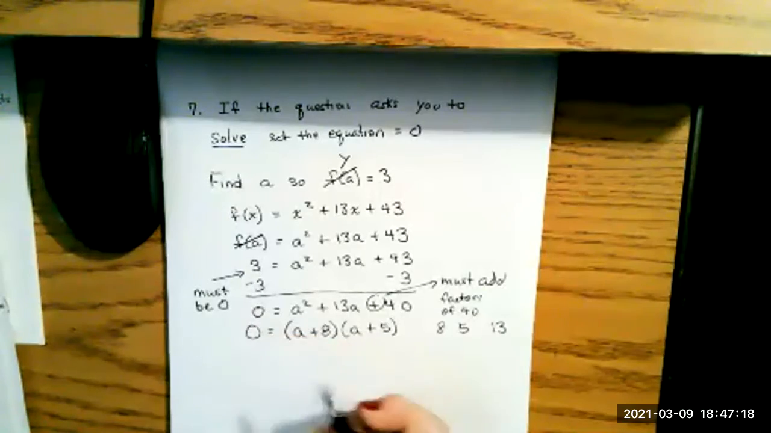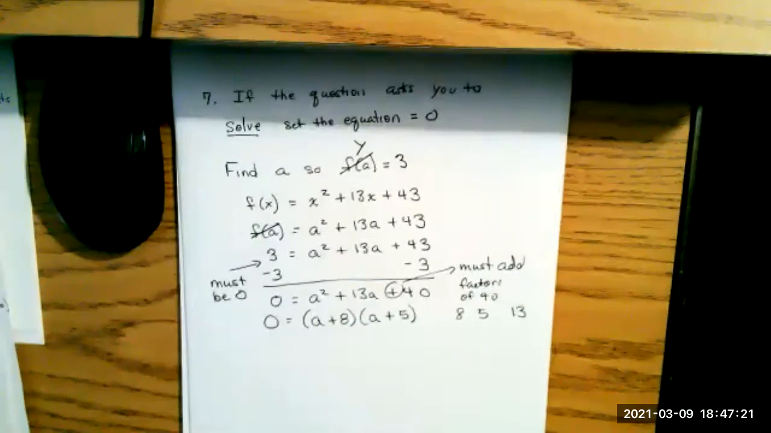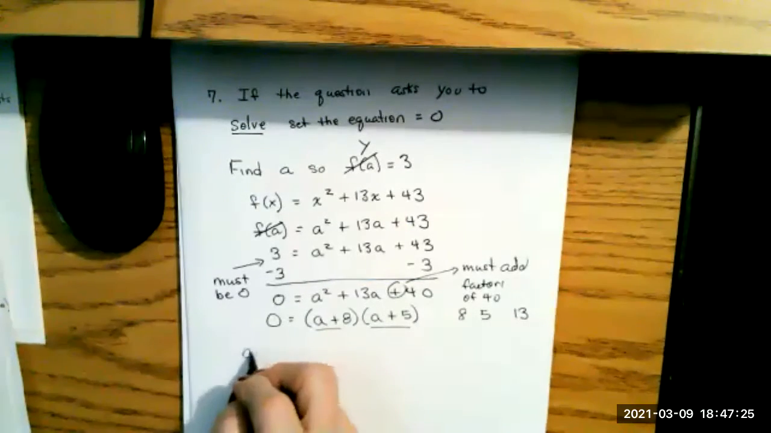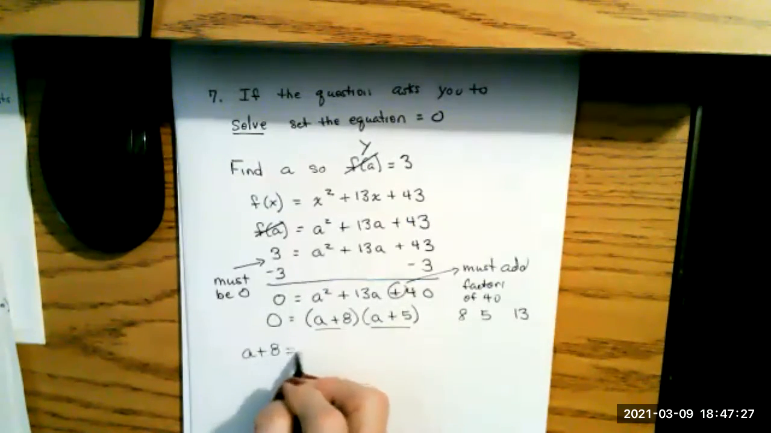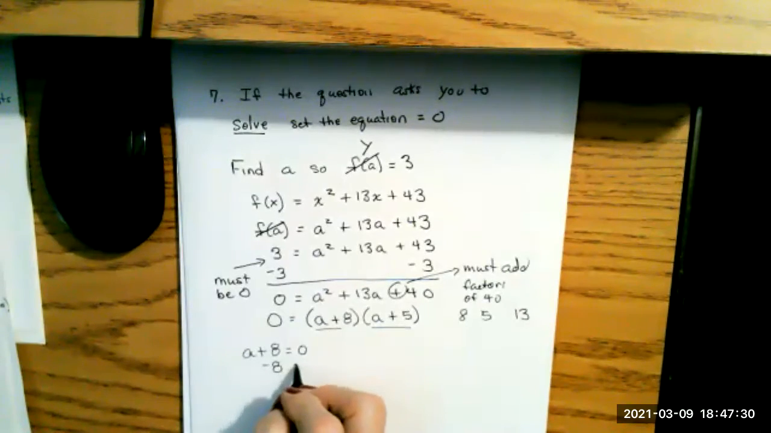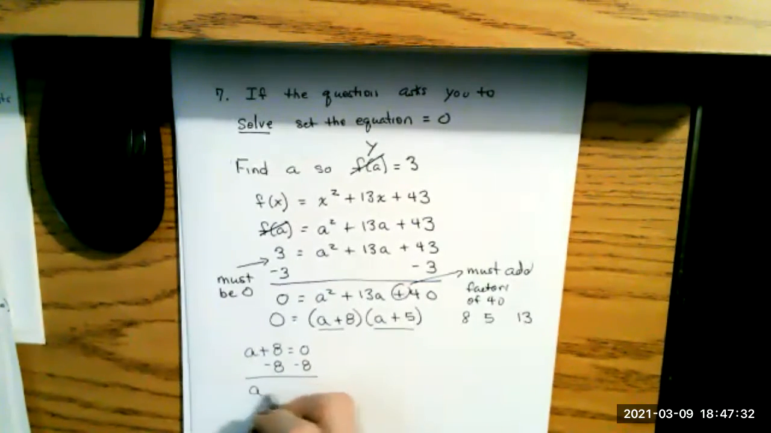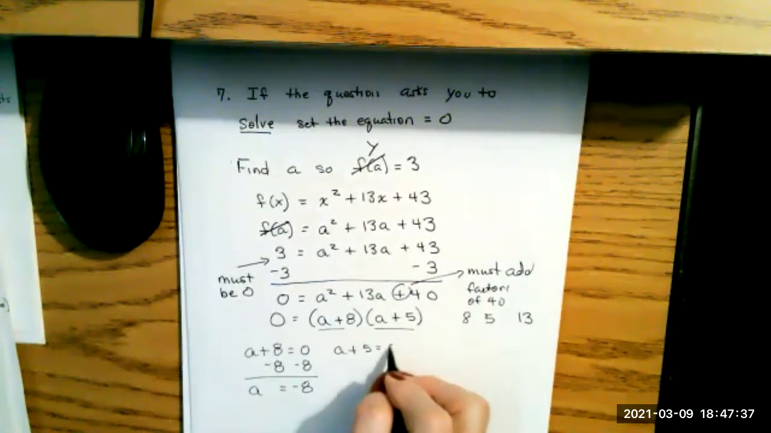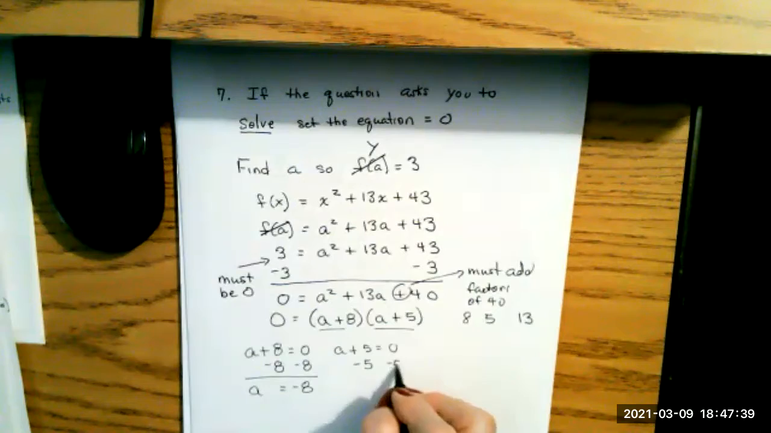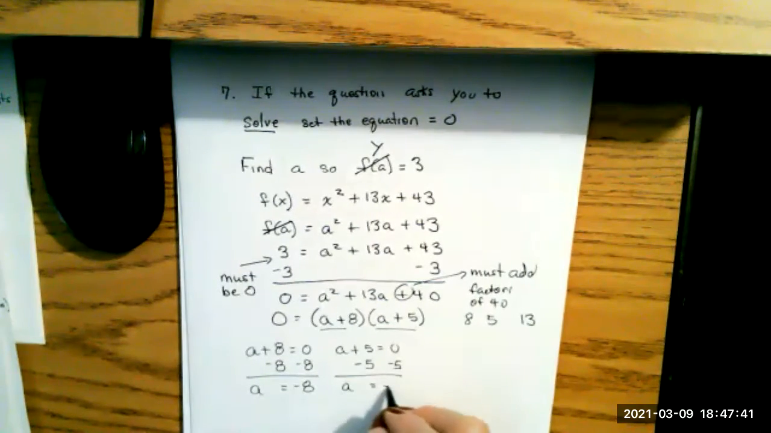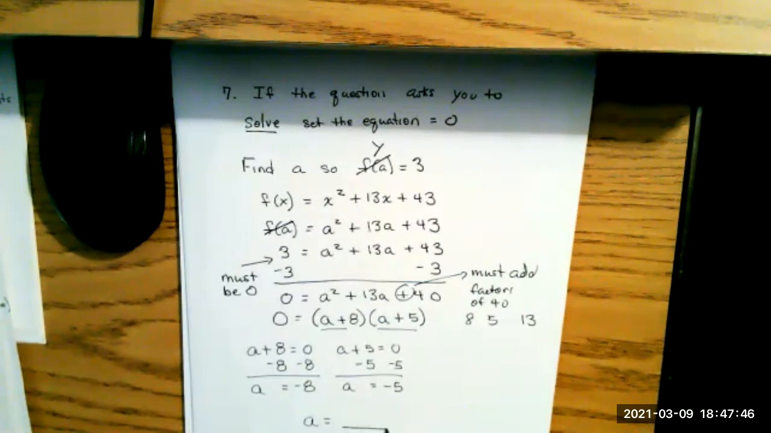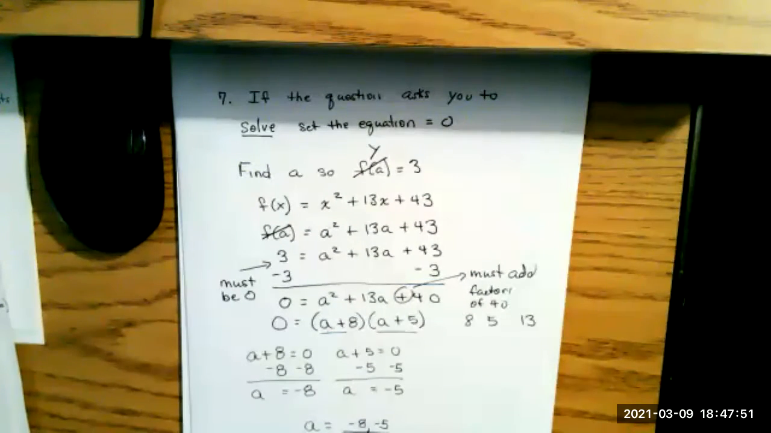Now, because this is solving, I have to set each one of these. I can't stop with the factoring. I have to set each one of the factors equal to 0. So I have A equals negative 8, A equals negative 5. And on the set, it says the A equal part, and there's a place for you to put in negative 8, comma, negative 5.